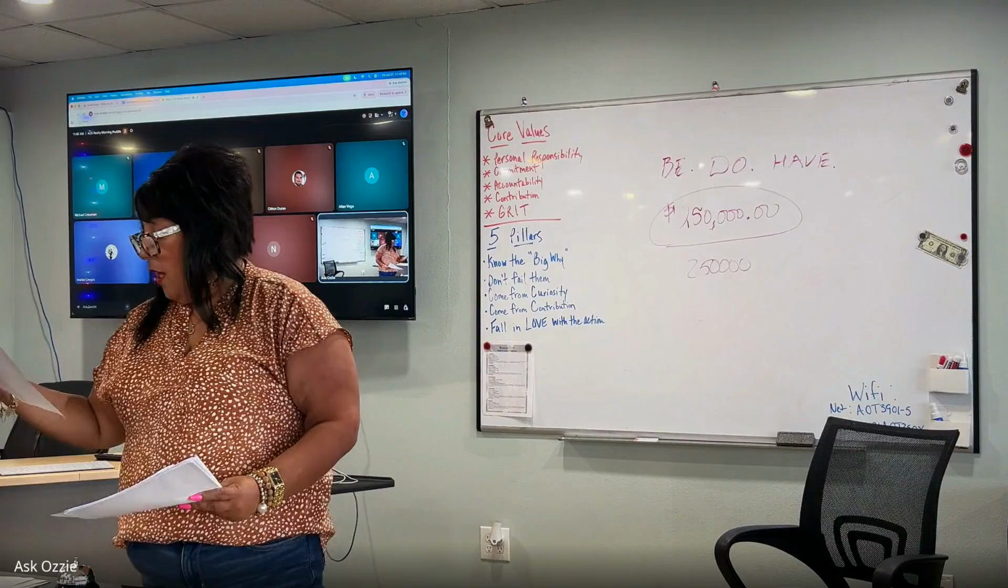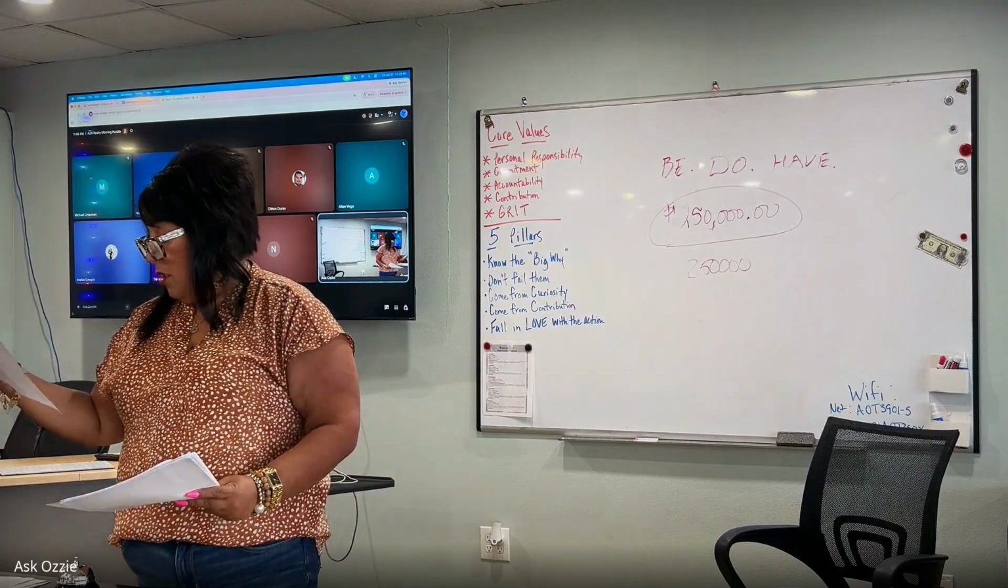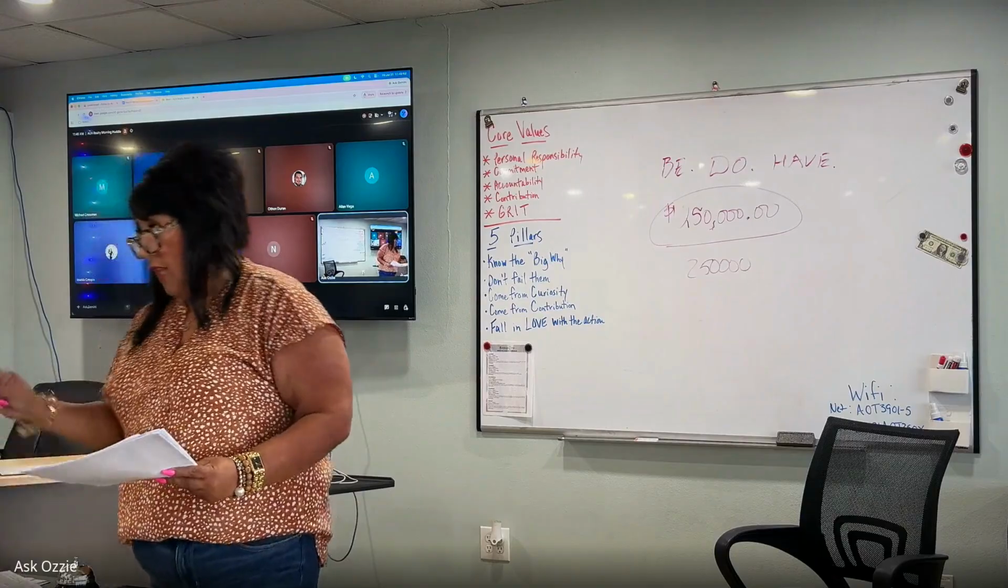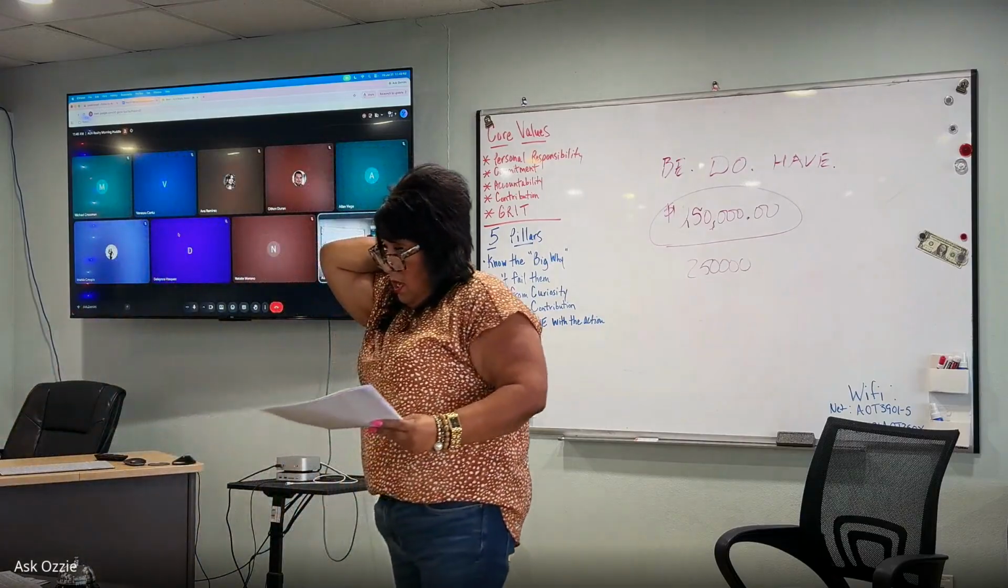So 4 is your seller's disclosure notice. I'm going to talk about that. So seller's disclosure notice as a buyer.